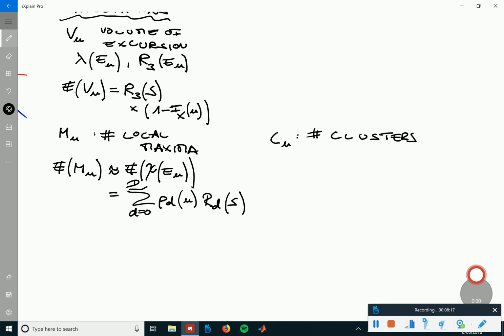And we discussed that the expected value of the number of clusters is the same as the expected number of local maxima under the RFP framework. So this is an assumption or heuristic. And like the approximation of the number of local maxima by the Euler characteristic, it's also a heuristic or an approximation. But that's how it's done in RFP.